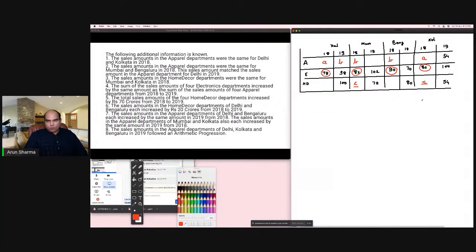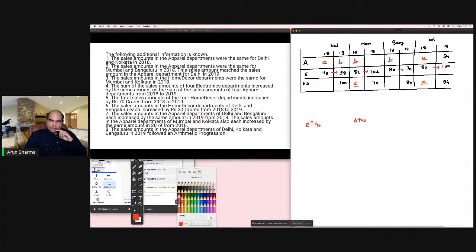But a smarter way to do this will be to see that this is a growth of 20, this is a growth of 20, this is a drop of 20, and this is a drop of 20. This is a growth of 20. So electronics has grown by a total of 40. And this growth between 18 to 19. And according to clue 4, the sum of the sales amounts of 4 electronics department increased by the same amount as the sum of the sales amounts of 4 apparel department from 18 to 19. That means apparel also increased by 40 from 18 to 19.